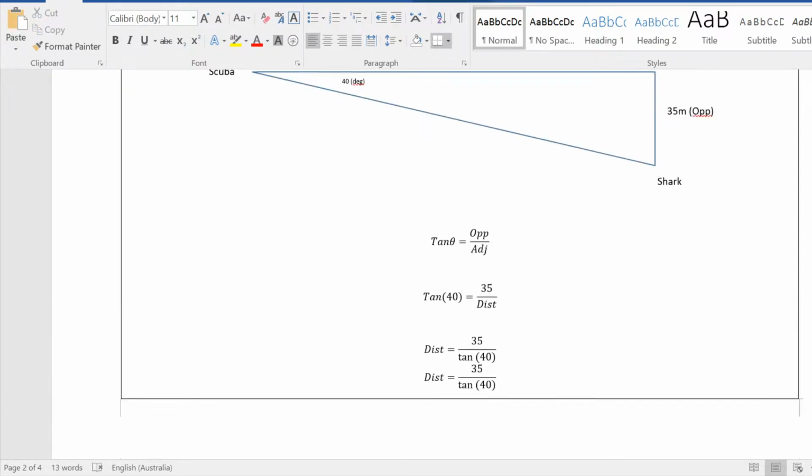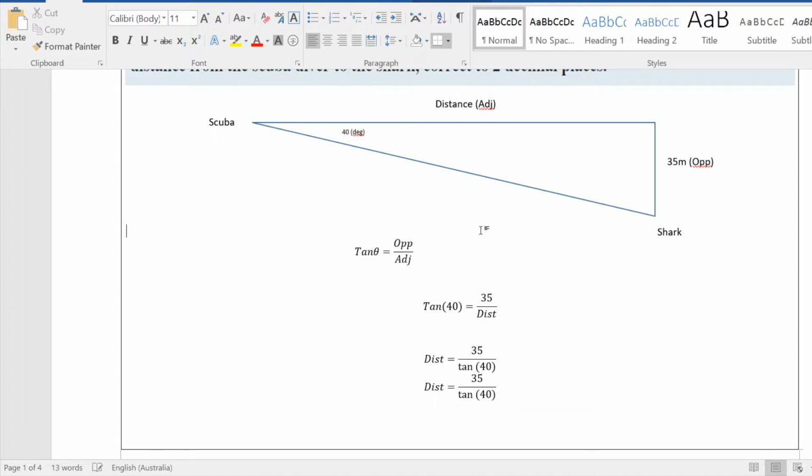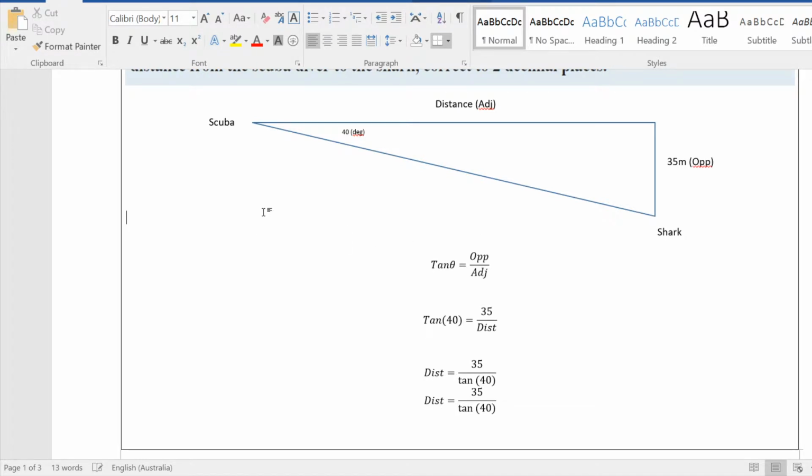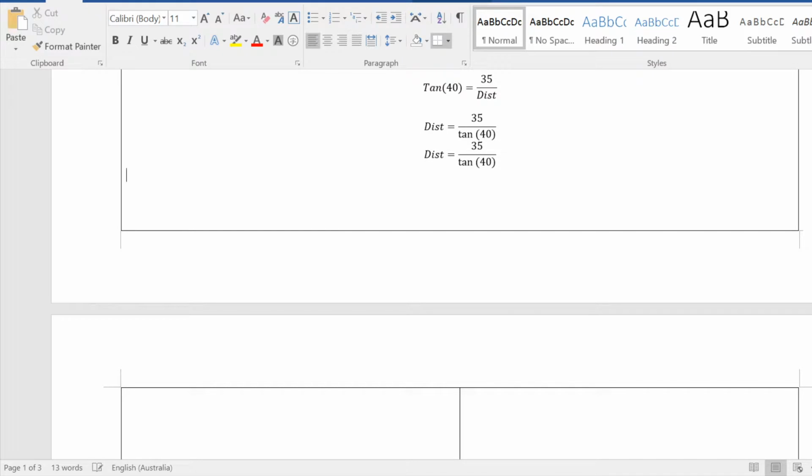So I'm just going to do that now. We should be able to fit this on one page. Just doing the math now: 35 divided by tan of 40. If you're not getting an answer of 41.71 meters, then there's probably been a calculator error. Make sure it is in degrees. So 41.71 meters, rounded to 2 decimal places.